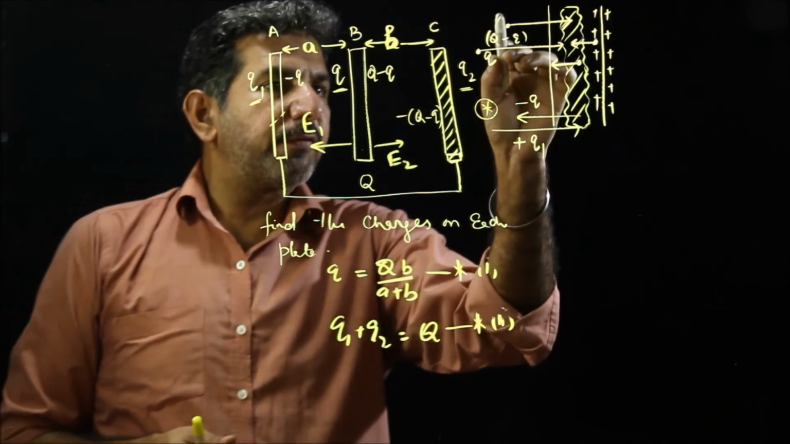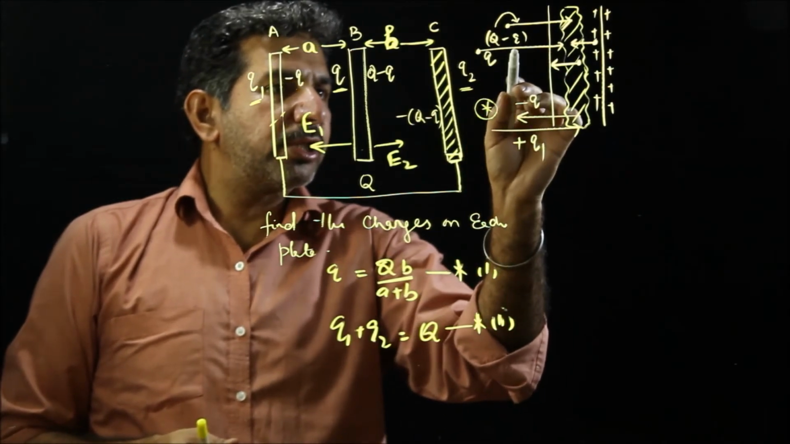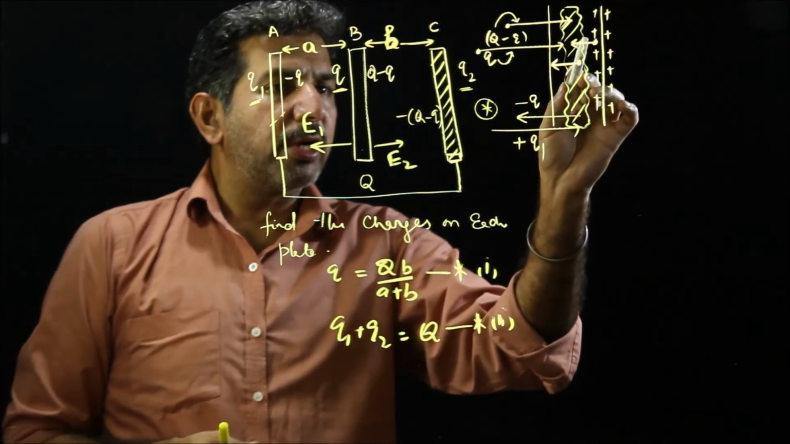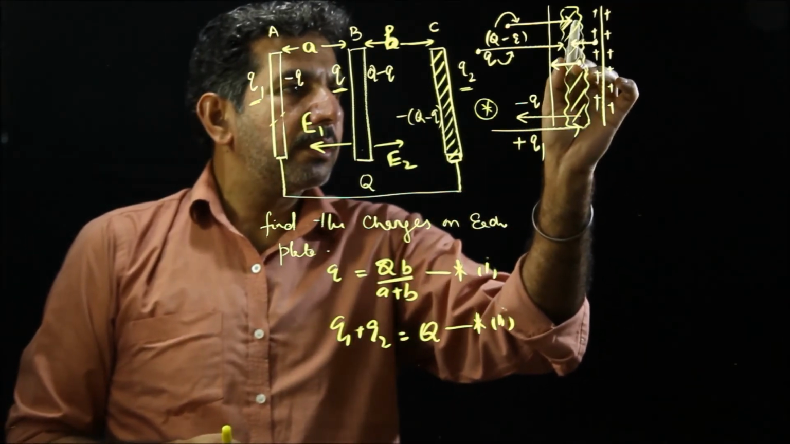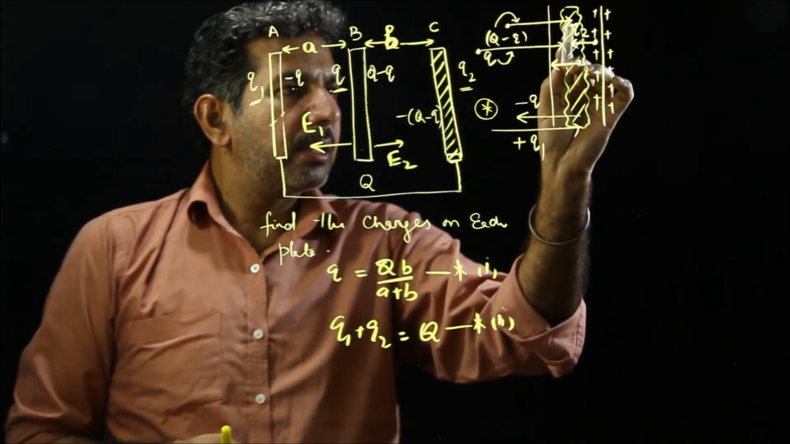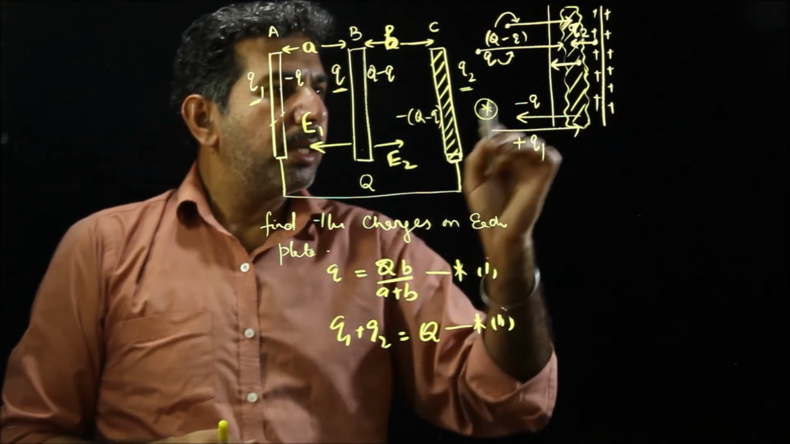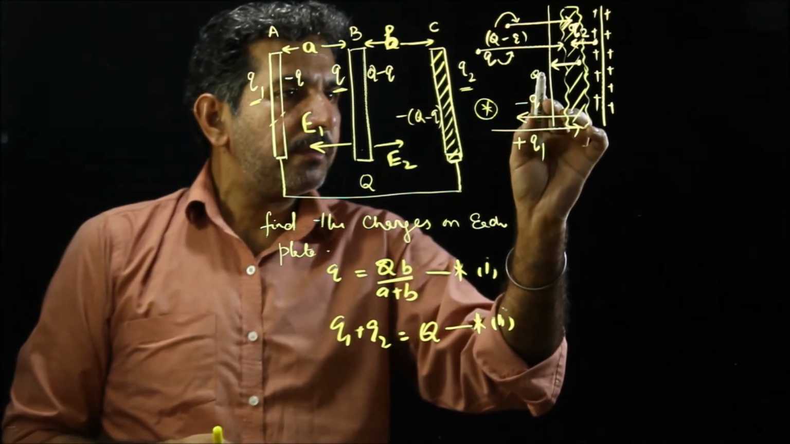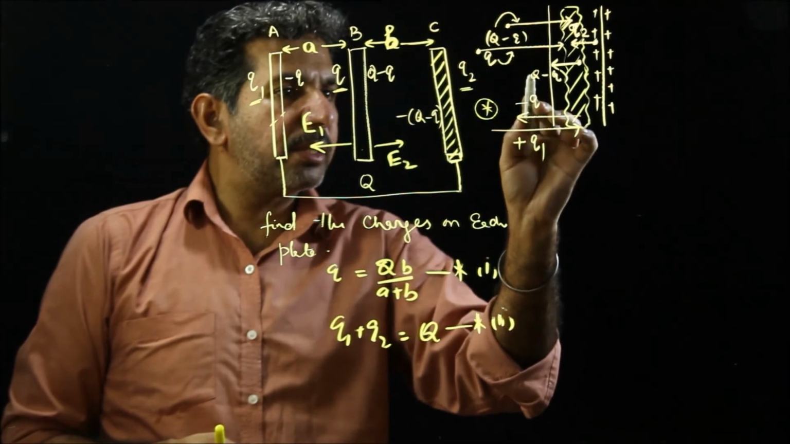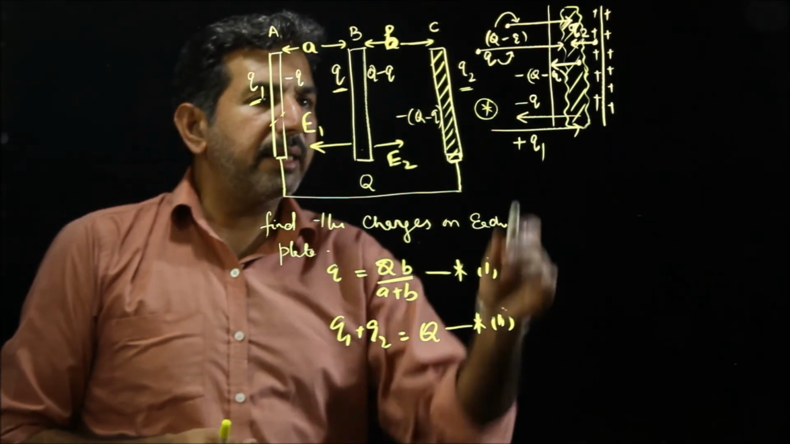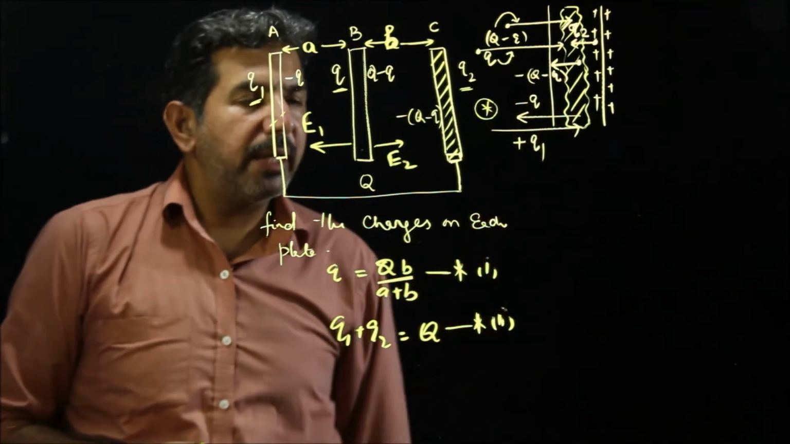This field is because of Q minus q. This direction of the field is because of this q. This is because of q2. I must write here q2. Hope it is visible. q2. And this is because of Q minus q, that is the negative Q minus q, and they are opposite to each other, you can see, right?